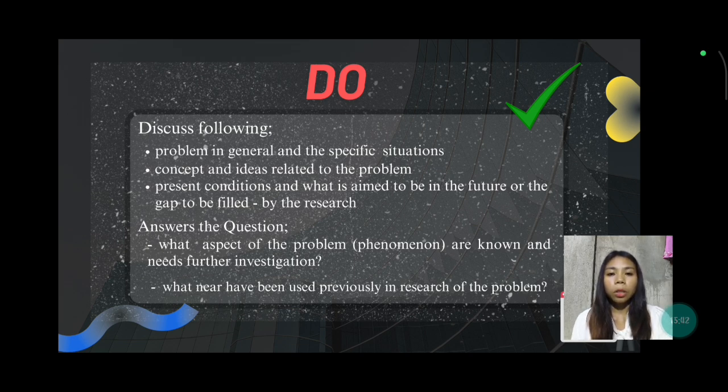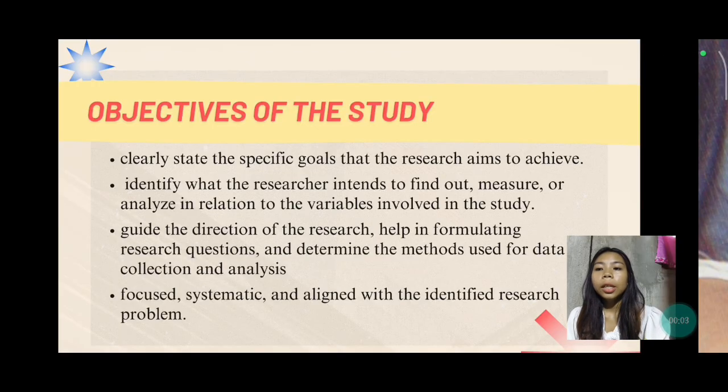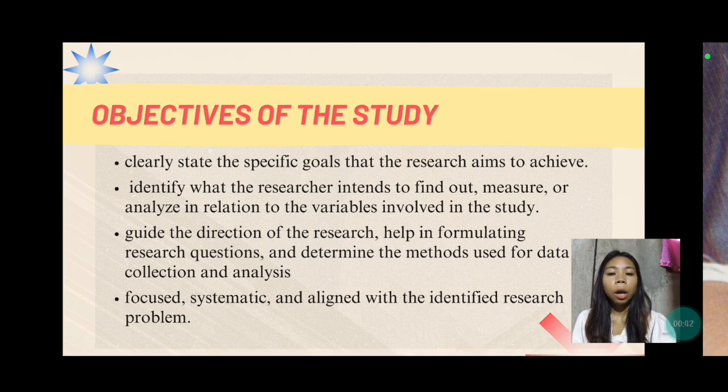And next are the parts of the objectives of the study. First, clearly state the specific goals that the research aims to achieve. This tells the readers exactly what the study intends to accomplish and prevents the research from becoming too broad or unclear. Next, identify what the researcher intends to find out, measure, or analyze in relation to the variables involved in the study. This helps ensure that the variables are properly defined and examined in a meaningful way.